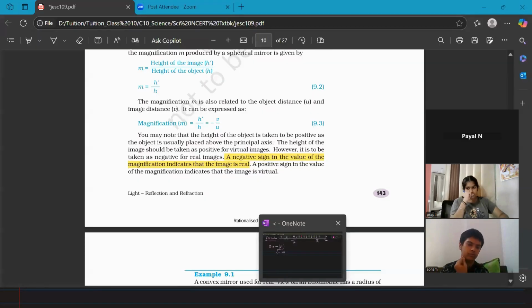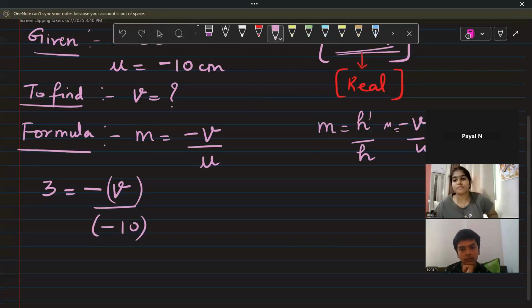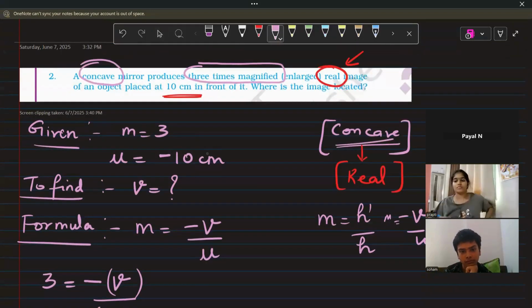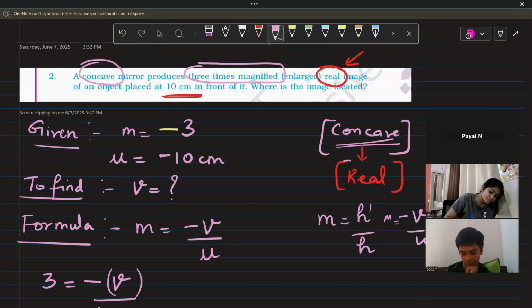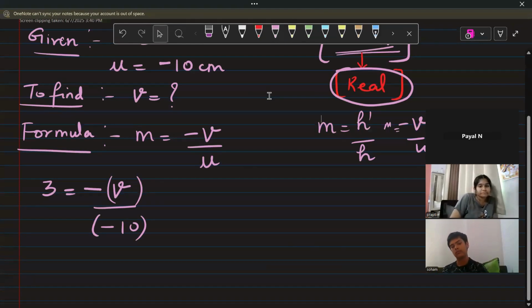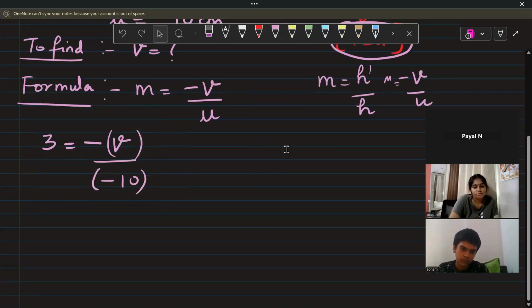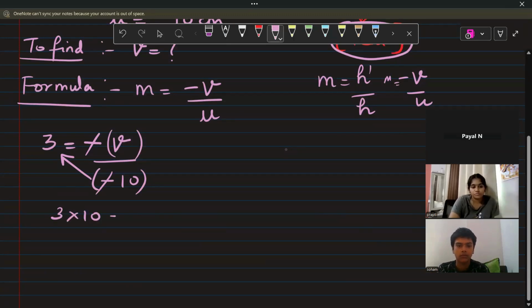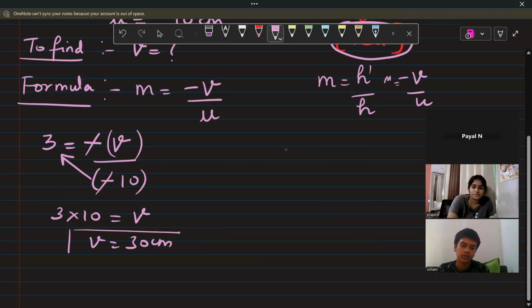So when you talk about the M value here, the M value that I have written is 3, but it is not 3. It has to be minus 3, minus sign. You understood now why it has to be minus sign? Because your image is real. How did I understand at this point that I have made a mistake? Otherwise how the calculation should proceed? The minus minus will cancel. This 10 will be multiplied with this 3. 3 into 10 is equal to v. How much will v come? 30 centimeter. Do you agree or not?